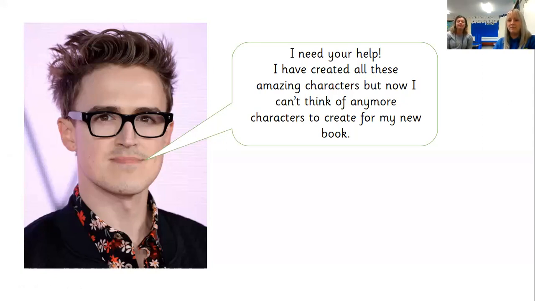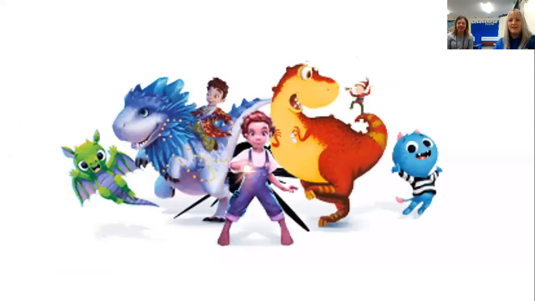Now, here's Tom Fletcher, as you can see, and he says, I need your help. I have created all these amazing characters, but now I can't think of any more characters to create for my new book. Oh no, that's no good, is it, Miss Hector? Not good at all. Let's have a look at some of the characters he's created for different stories. Now, here I can see some monsters. I quite like monsters. I think I might create a monster character, Miss Hector. And I can see he likes to use some dinosaurs too. I think I'll make a dinosaur. I can see there's a little elf and there's some children in some other stories as well. Now, all these characters are from different books that he's already created. Wow, he has created quite a lot of books. I can see why he's stuck on new ideas.